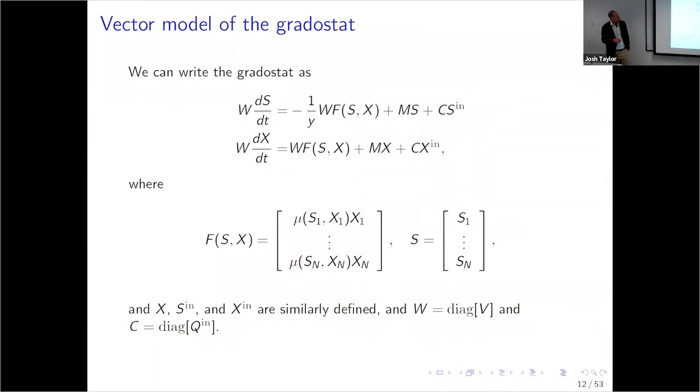So with the matrix M, now we define a few more vectors. F is a vector of the nonlinear functions for the kinetics. S with no subscript is just the vector of the substrate concentrations. Similarly for the other quantities. C is a diagonal matrix of the flow rates, W a diagonal matrix of the volumes. So altogether, this is our vector model of the gradostat.